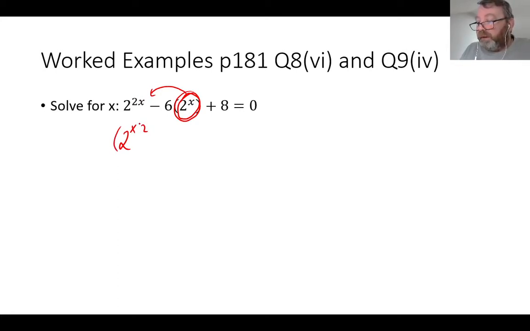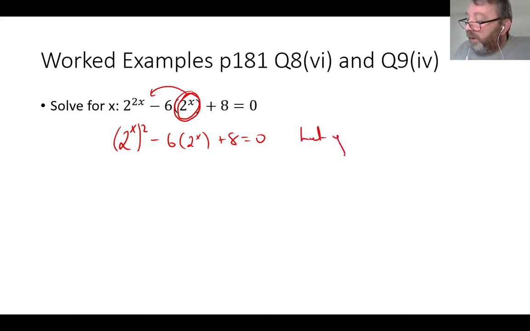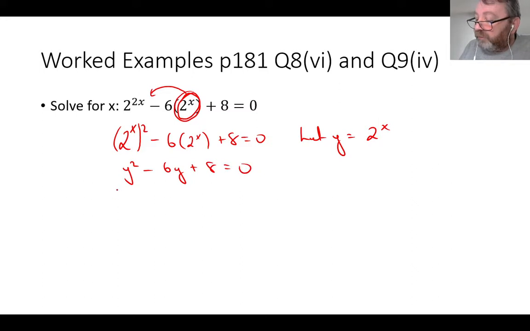And straight away, I can put a bracket around the term that I'm looking for, which is 2 to the x, squared, minus 6 times 2 to the x plus 8 is equal to 0. So now I've got 2 to the power of x in the middle term. I've got 2 to the power of x isolated in the first term. Let y equal 2 to the x. So you're going to rewrite this equation here, but instead of using 2 to the x, I'm going to allow y to take its place. y squared minus 6y plus 8 is equal to 0.